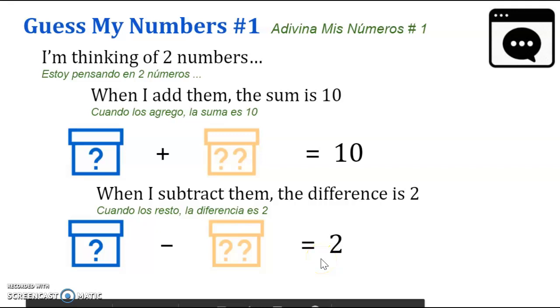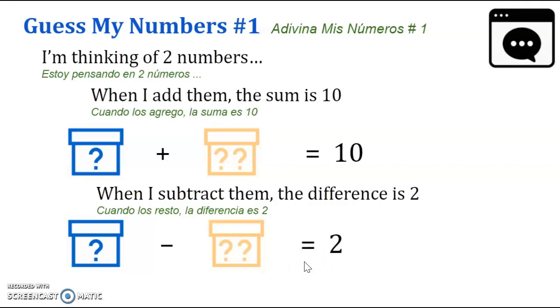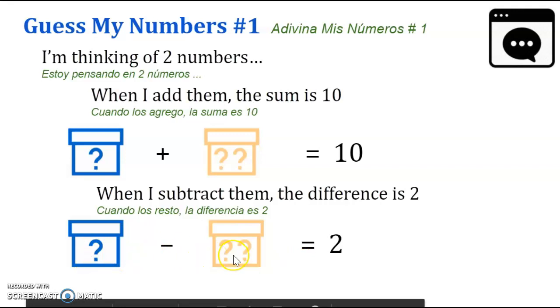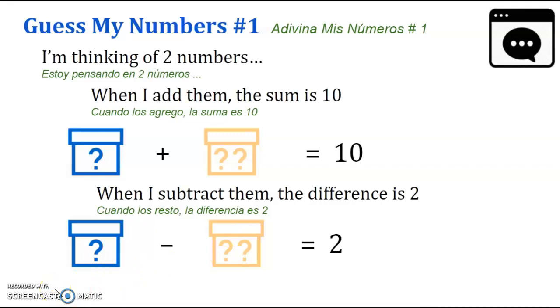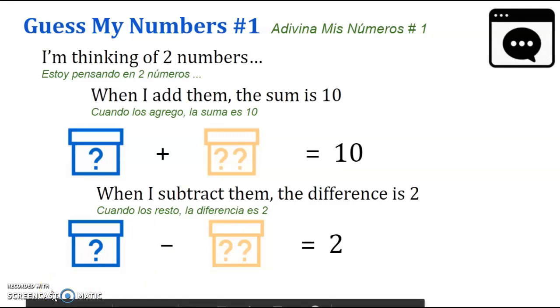So what do you think? Pause the video and see if you can come up with a strategy or solution to make these conditions true. What are my two numbers? What's my first number in blue and what's my second number in yellow? I'm not going to give you any strategies because I want you to try.